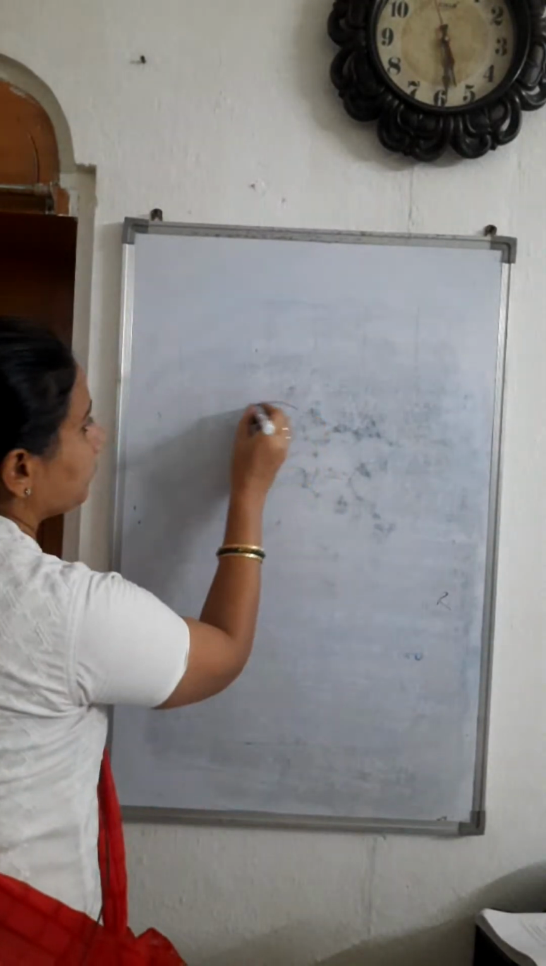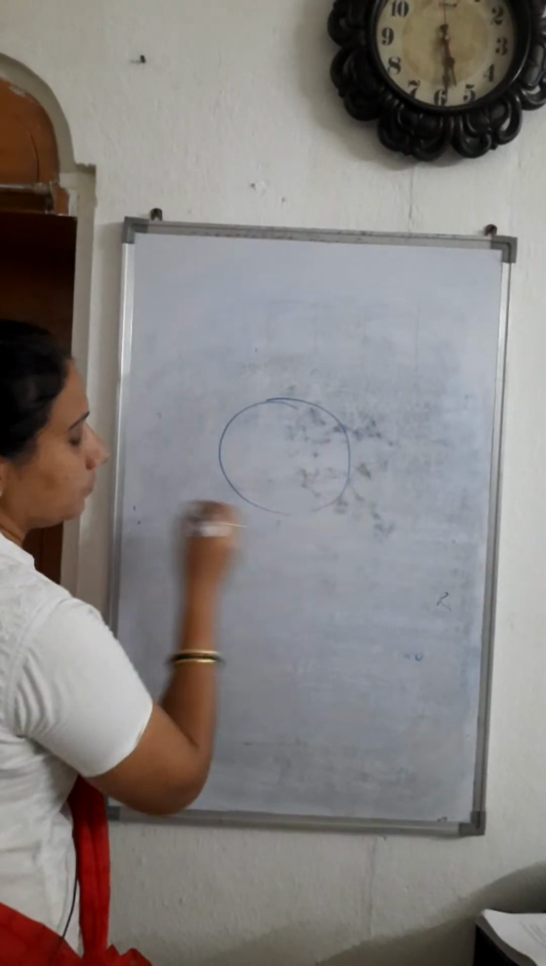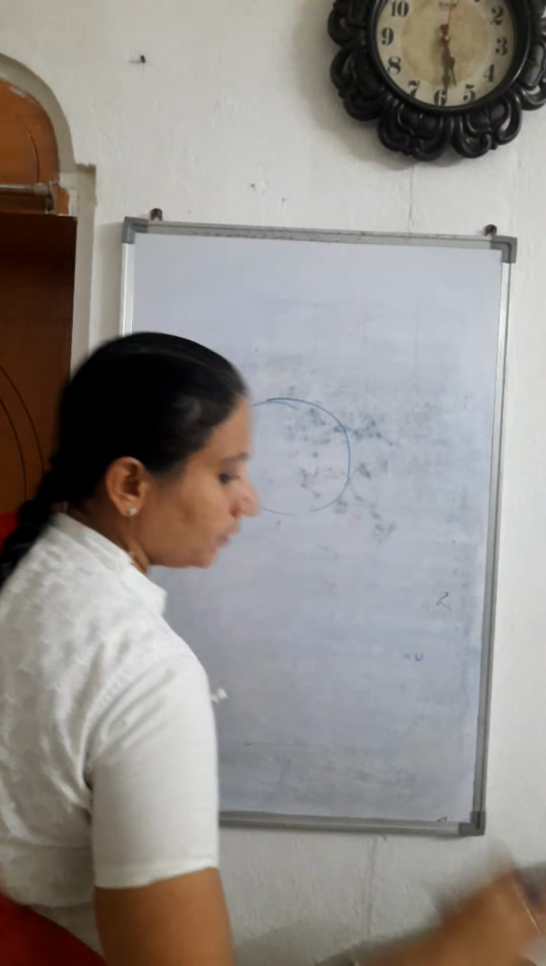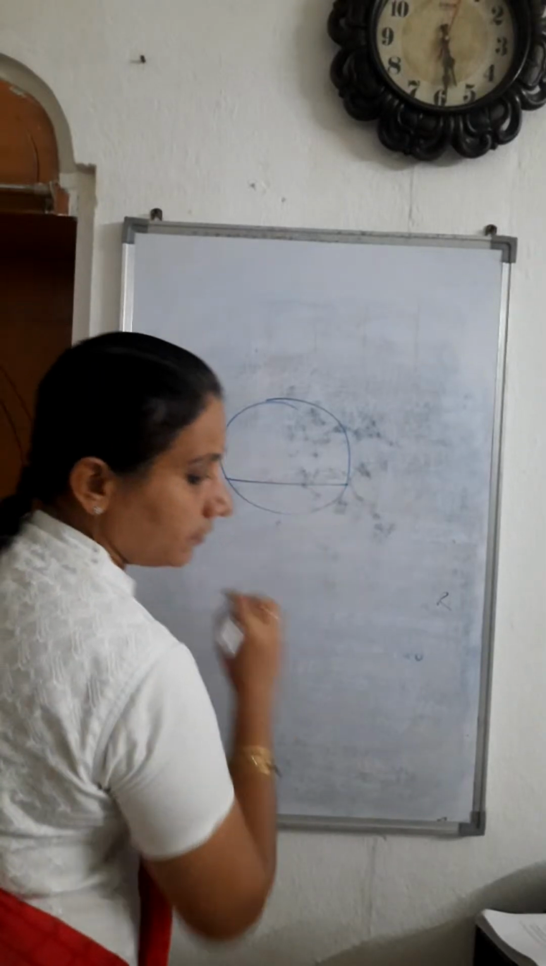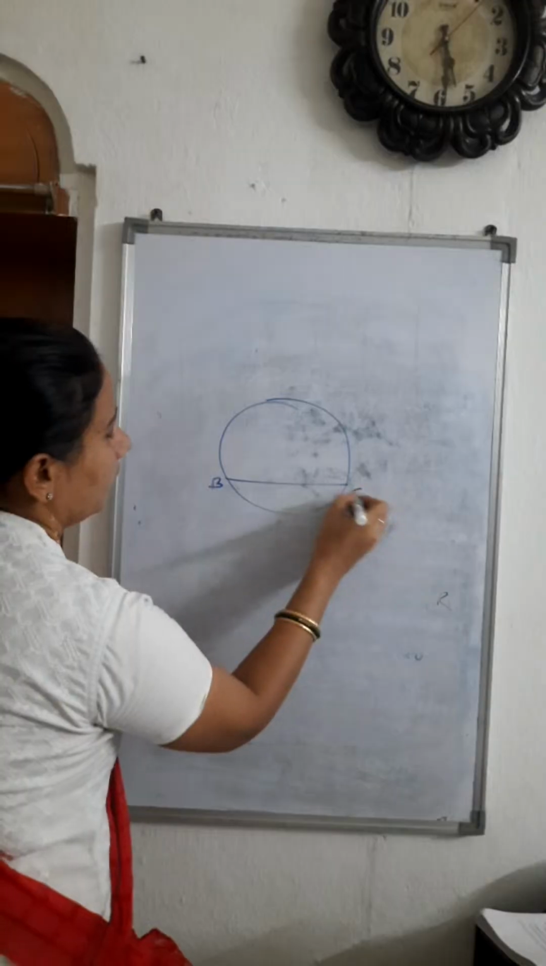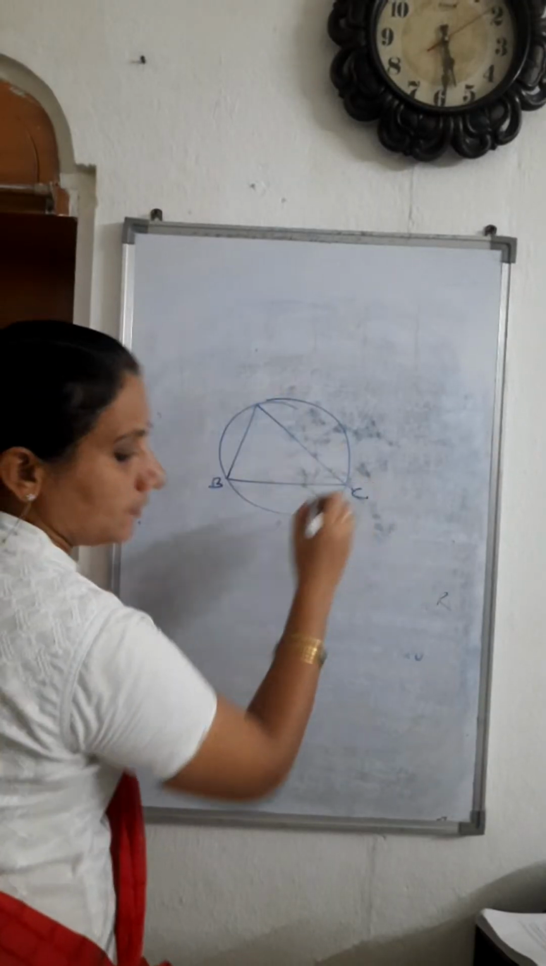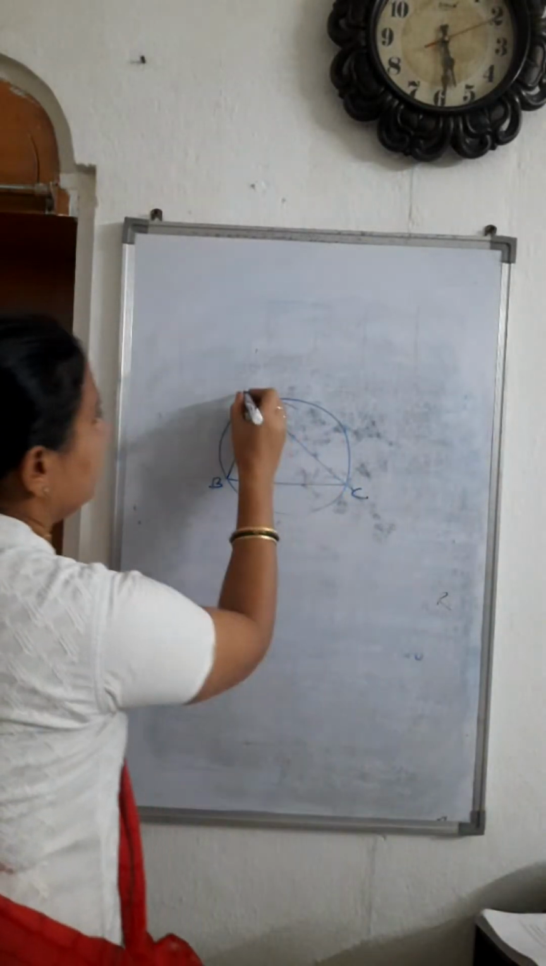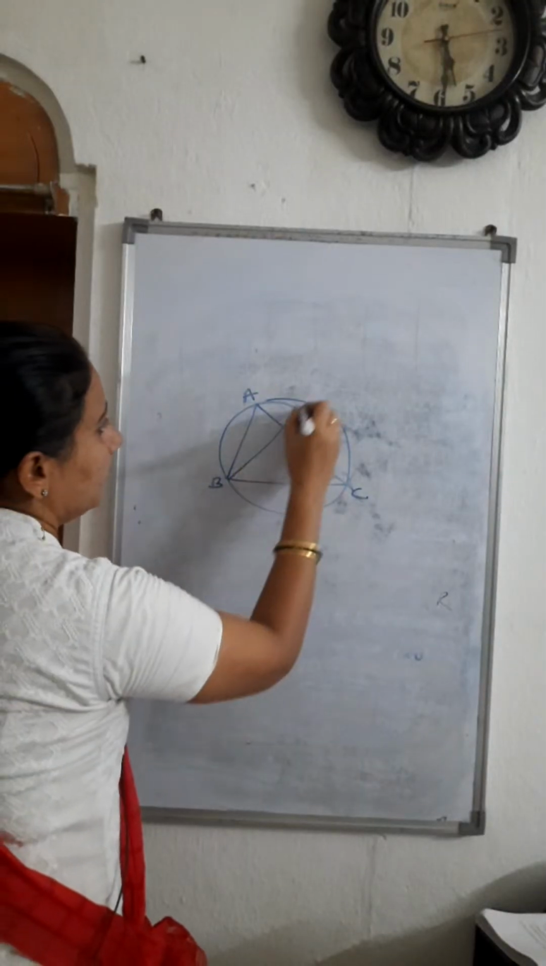So here a chord is there, which is BC, and two points A and D on the major arc.